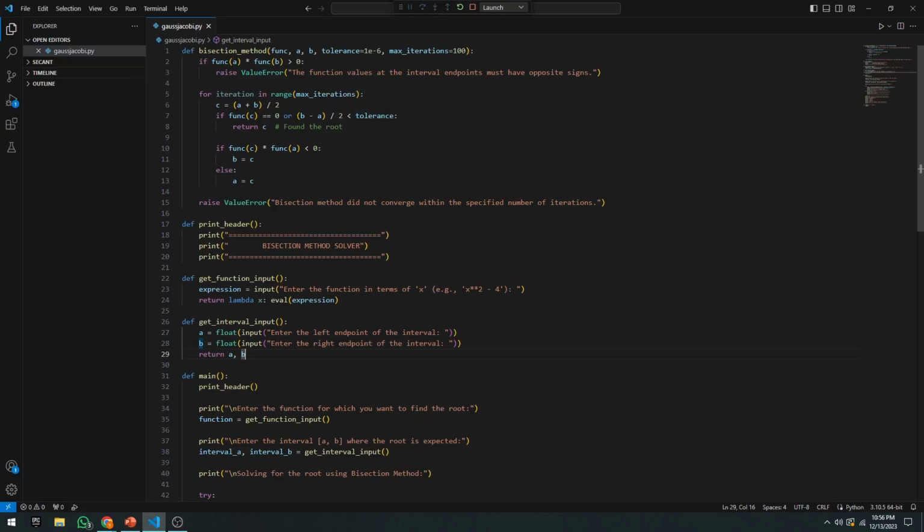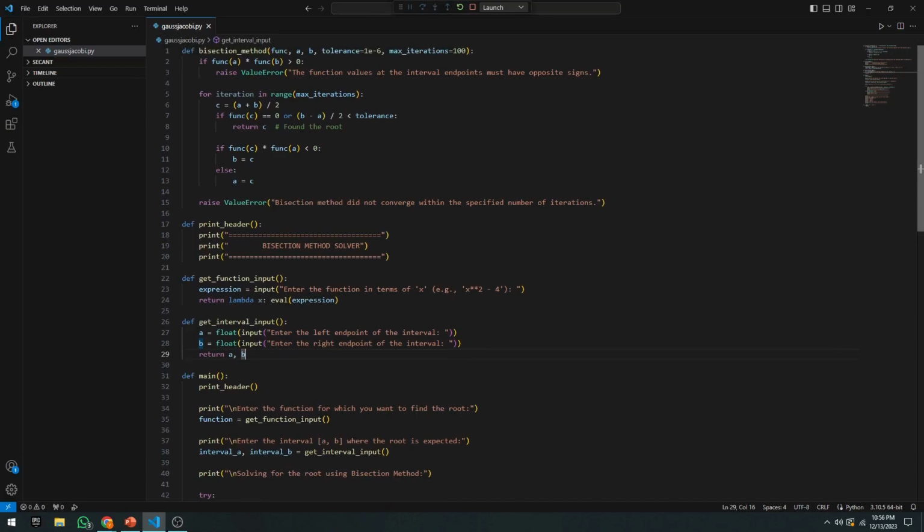And then we'll apply another if-else condition where if function c multiplied by function a is less than 0, then b becomes equal to c, else a becomes equal to c. And then raise a value error if the first if condition fails, saying the bisection method did not converge within the specified number of iterations. So that's pretty much the basic formula and how we will find the bisection values and the root of the bisection.